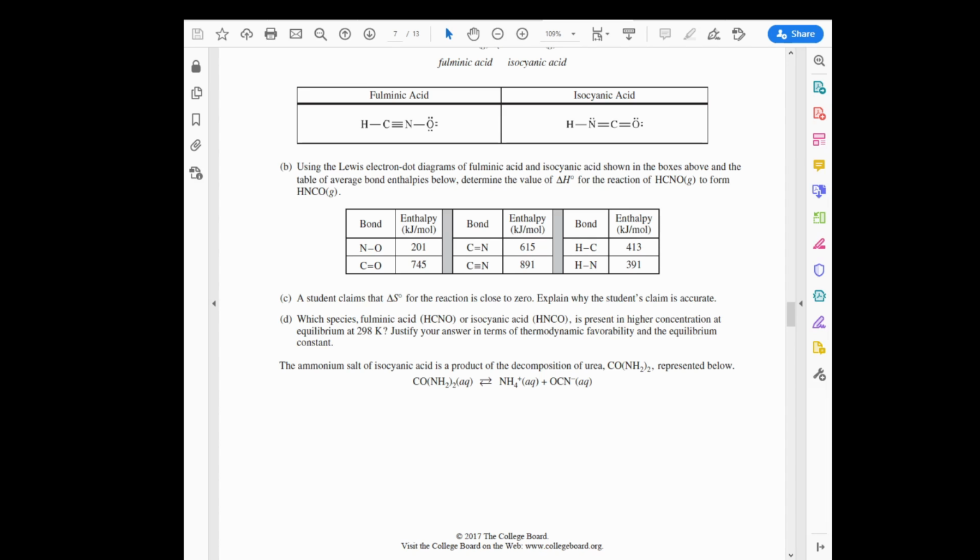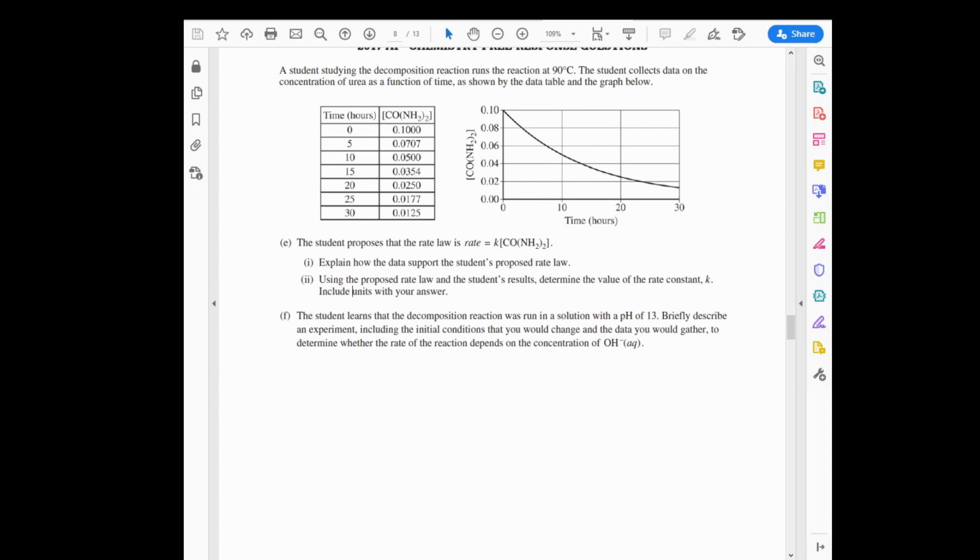And then on the next page, it continues on. The student is studying the decomposition of urea reaction, runs the reaction at 9 degrees Celsius. The student collects the data on the concentration of urea as a function of time, as shown by the data table in the graph below. And here's your data table, and here's the graph you get.